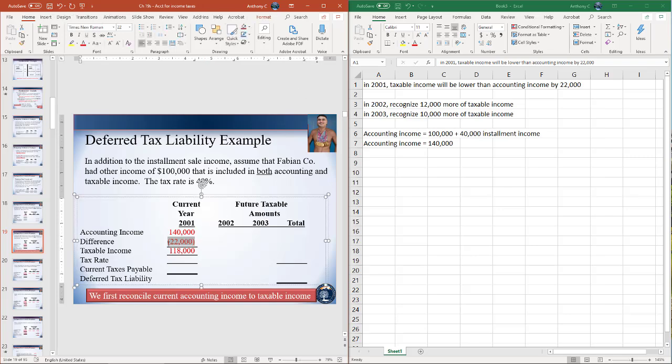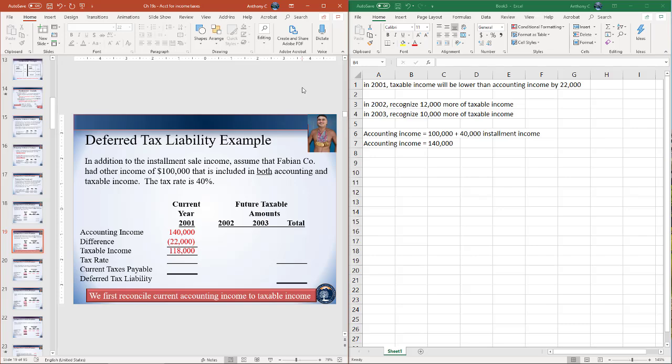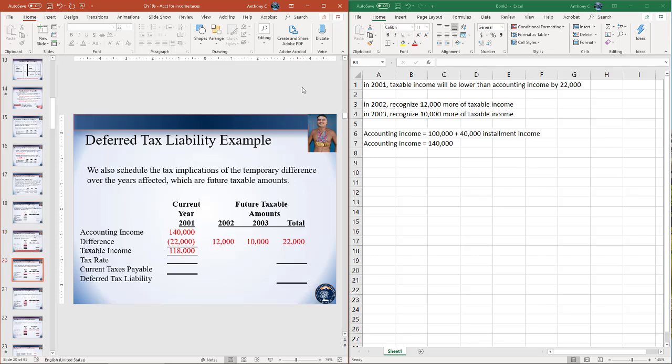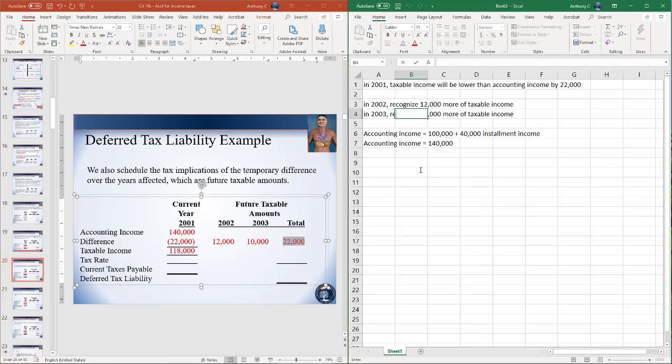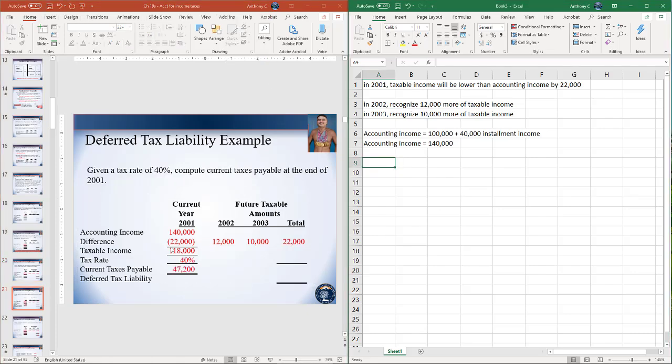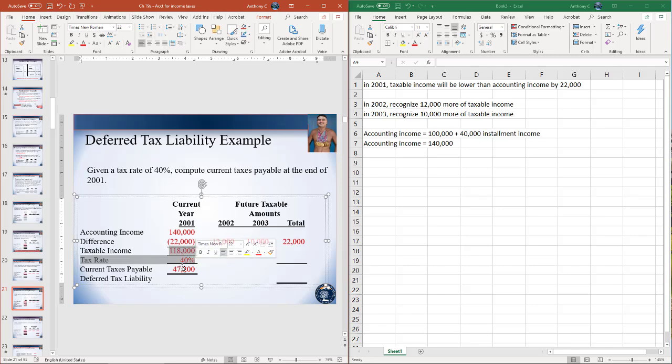So this $22,000 difference here will be taxed at some point in the future. We said $12,000 of it will be taxed in 2002. $10,000 of it will be taxed in 2003. So we can draw a table here to include these future taxable amounts. Right, so these future taxable amounts total $22,000. At this point, we could calculate both our deferred tax liability and our income tax payable. Right, we just need to know what the tax rate is. So if we take the taxable income of 118 and assume a tax rate of 40%, if we multiply these two numbers together, we get to our current taxes payable of $47,200. So if we wanted, we can make a debit here for income tax payable, for 47.2.